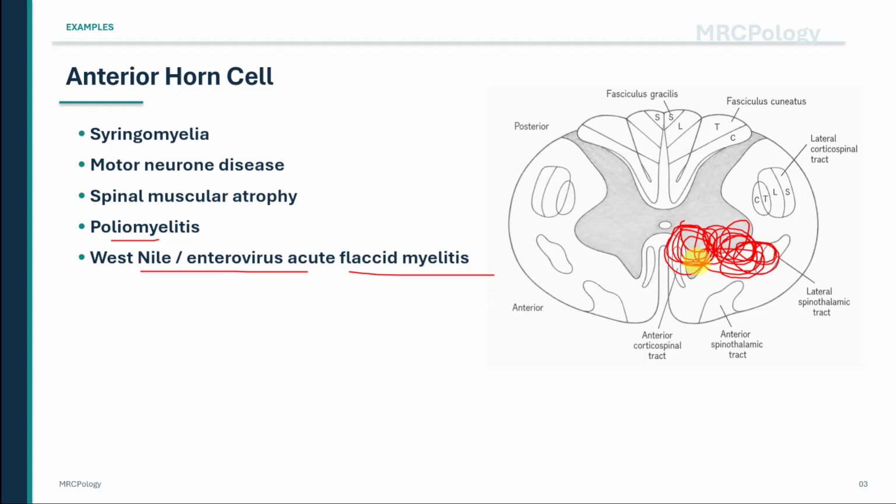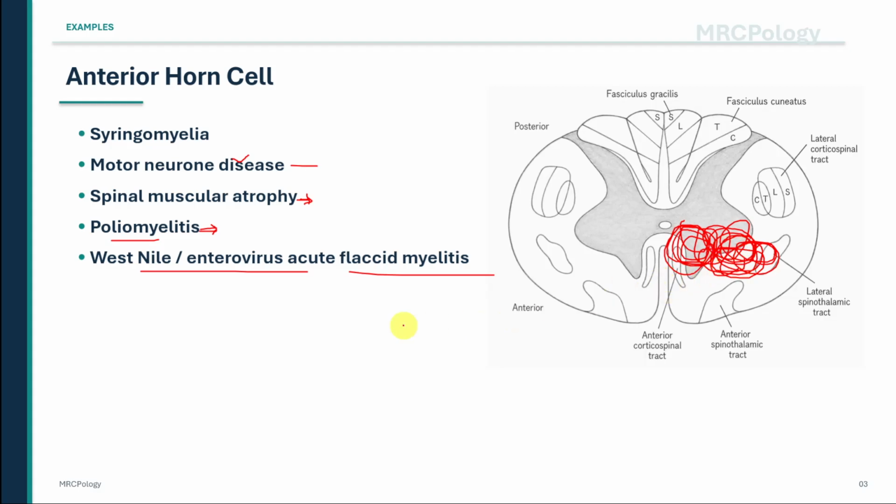Motor neuron disease may produce anterior horn cell signs, but upper motor neuron signs can also be present because the corticospinal tracts may be involved. Spinal muscular atrophy is a predominantly lower motor neuron disorder. Poliomyelitis and acute flaccid myelitis typically produce acute or subacute flaccid weakness through damage to anterior horn motor neurons.